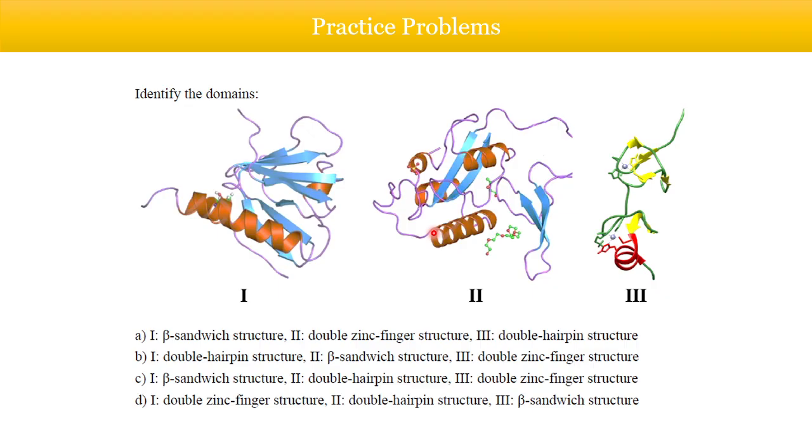a double hairpin structure. You can see you use hairpins when you tie up hair. So there are two hairpins present, so it's a double hairpin. So one is beta sandwich, two is double hairpin, three is double zinc finger structure. That is option C.